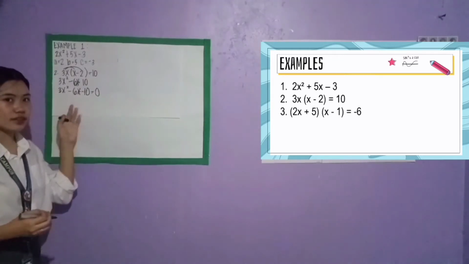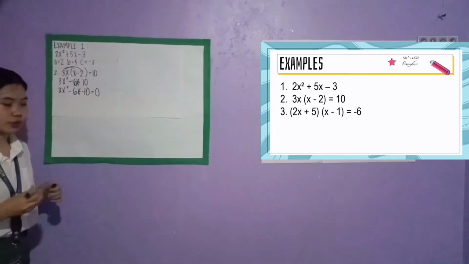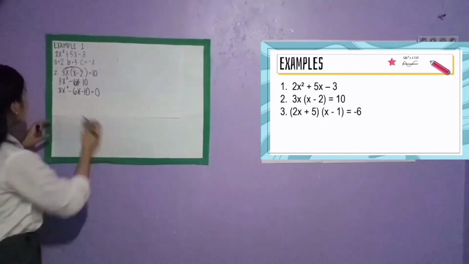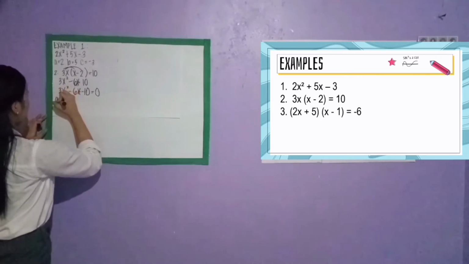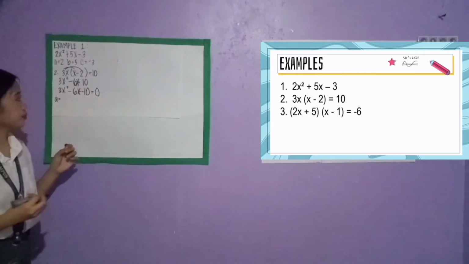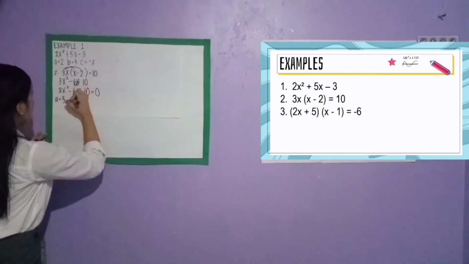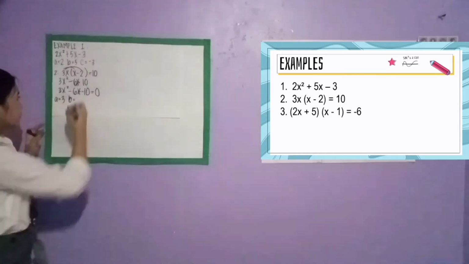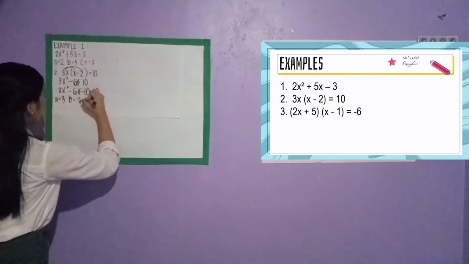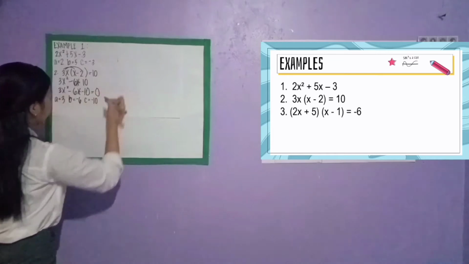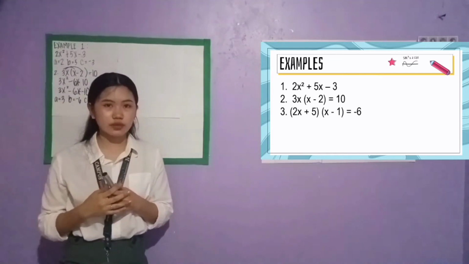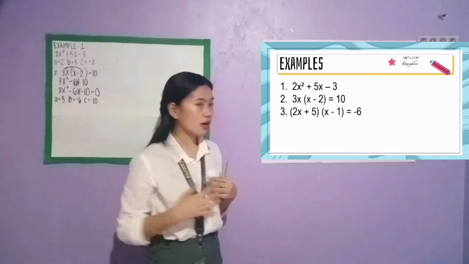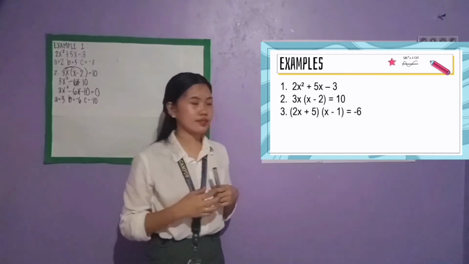As you observe, it is already standard form. We can identify the A, B, and C. So what's the A? Okay, 3. B is negative 6. And C is negative 10. Did you get it, class? Any questions? Okay, let's proceed to our next example.